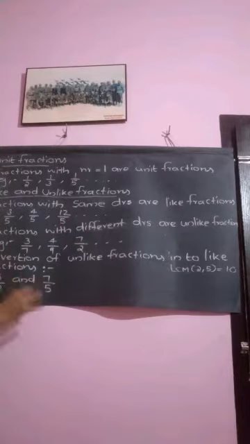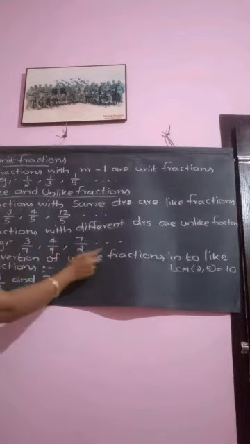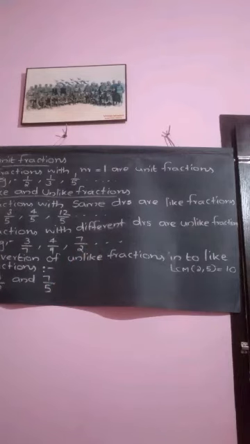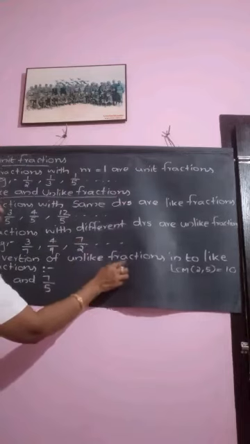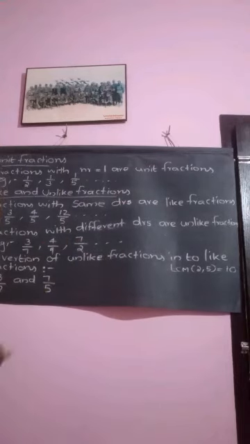Fractions with different denominators are called unlike fractions. Different denominators, 3 by 7, 4 by 9, 7 by 2, etc. are called unlike fractions. Next one, conversion of unlike fractions into like fractions. How can we convert the unlike into like fractions? What do we do to convert?